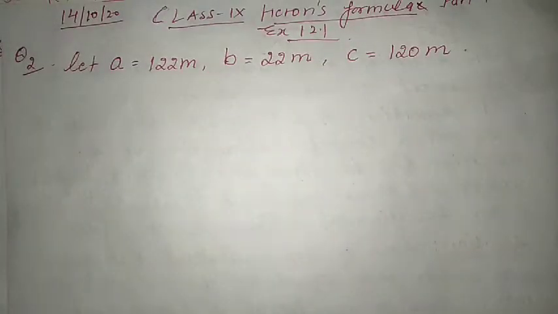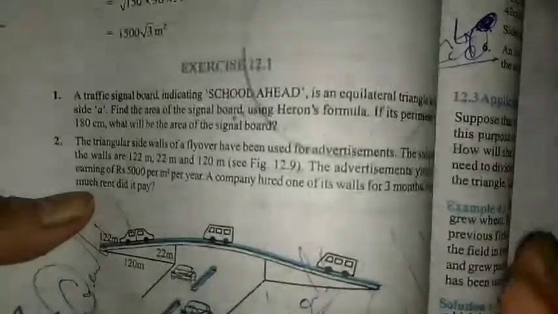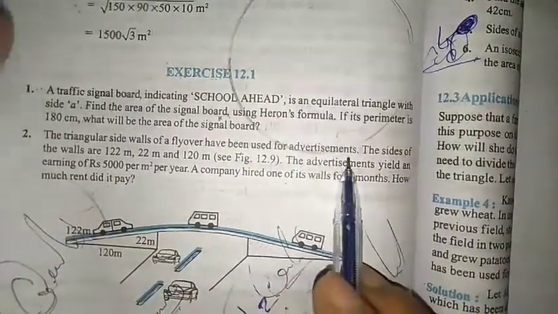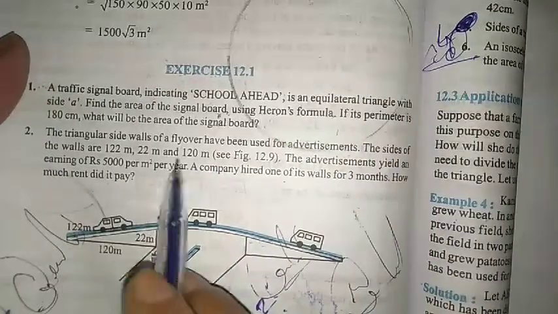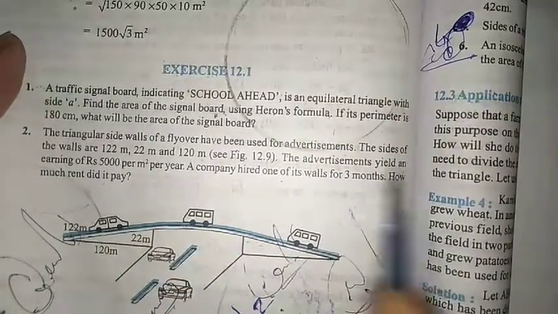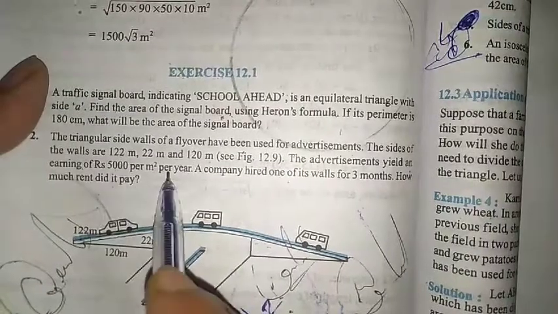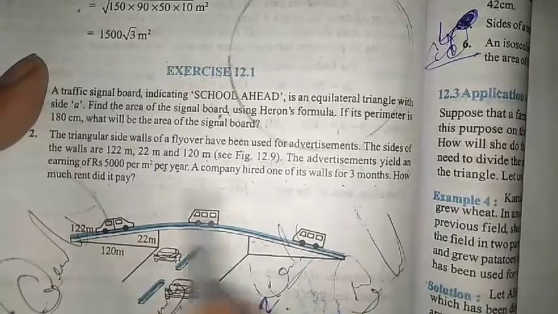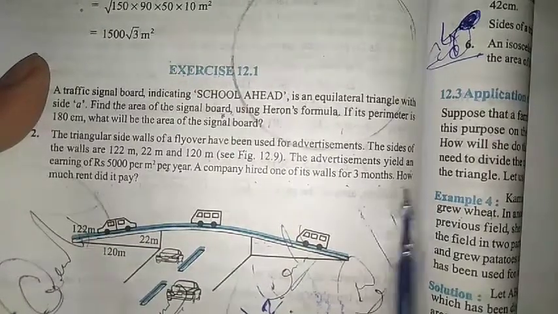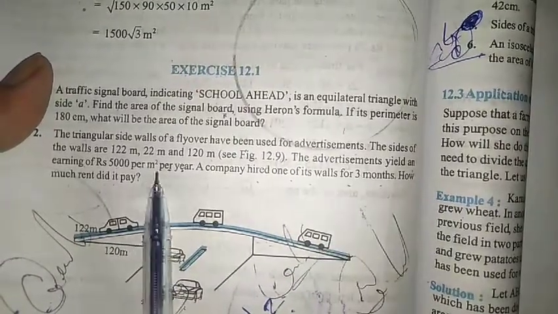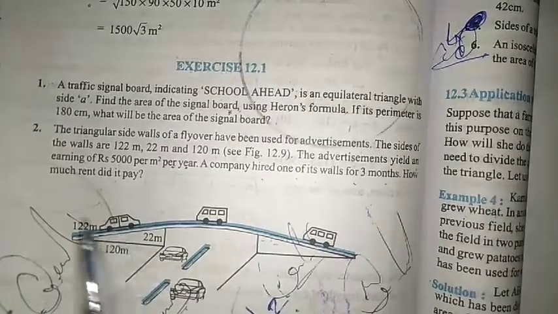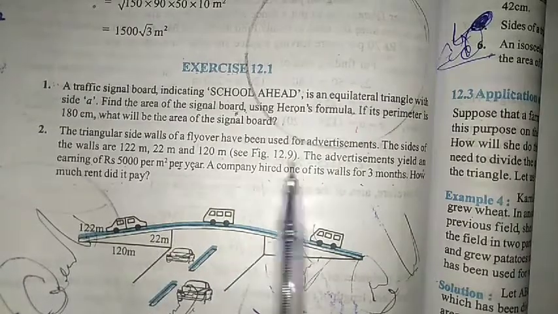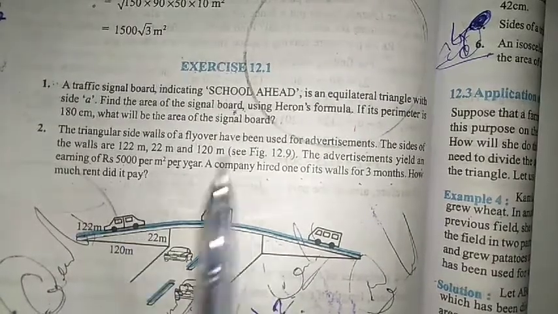The question is given here in the book. The triangular side walls of a flyover have been used for advertisement. The sides of the walls are this and this. The advertisement yields an earning of rupees 5,000 per meter square per year. A company hired one of its walls for 3 months. How much rent did it pay? To find the rent for the 3 months, first of all we have to find the area of the wall. First of all, just read the question and have a look at what we have to find and by which way.